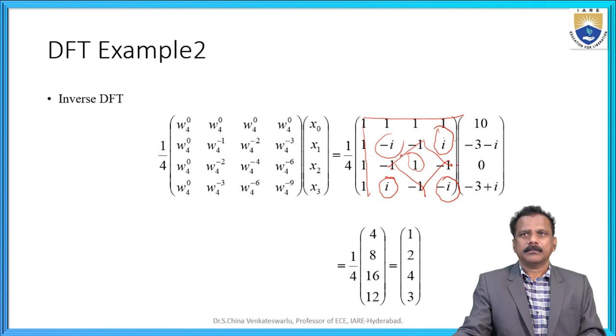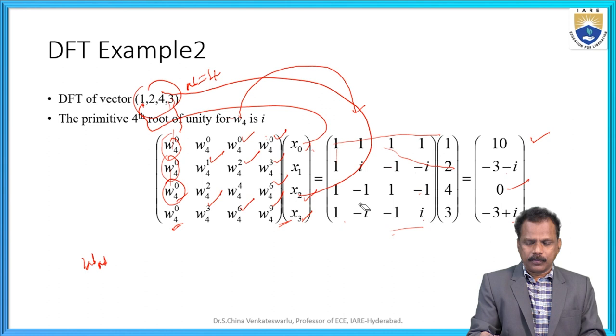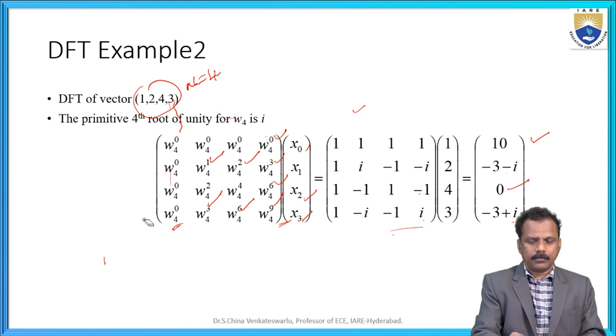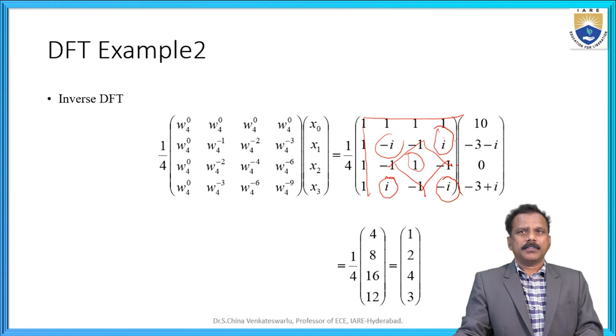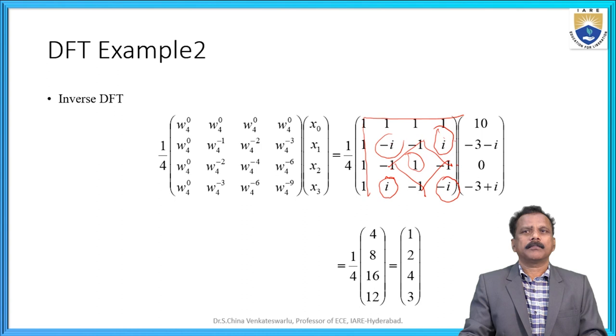Compare this one with the previous one. To verify, compare this with the inverse DFT, the fourth root of unity. Here it is the same: all 1's. Here it is plus I, minus I, minus I, plus I. At this side, it is minus 1, minus 1, minus 1, minus 1. In the middle, the same. So, only the given value is changed, so that 4, 8 and so on because of this.